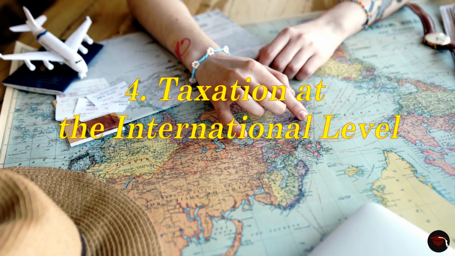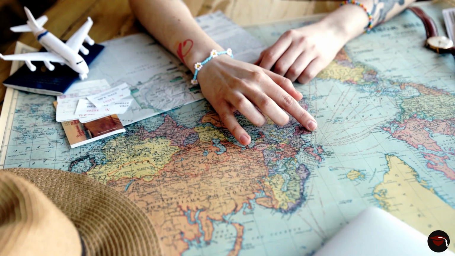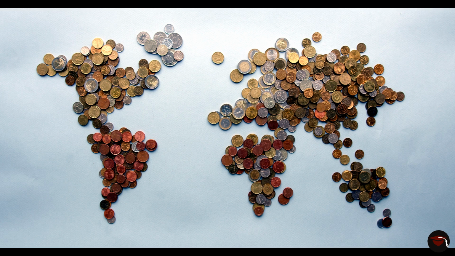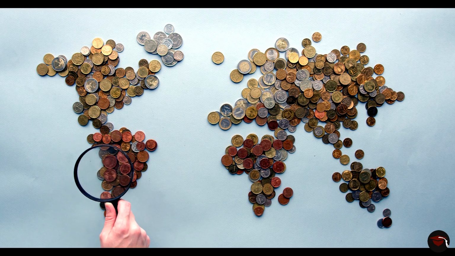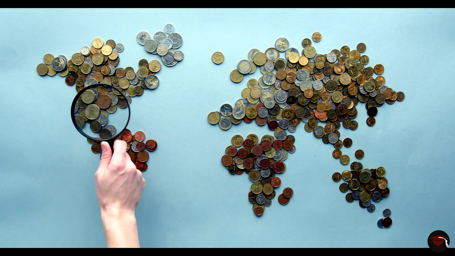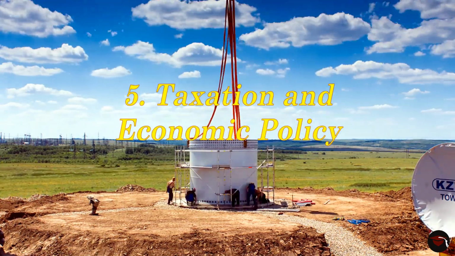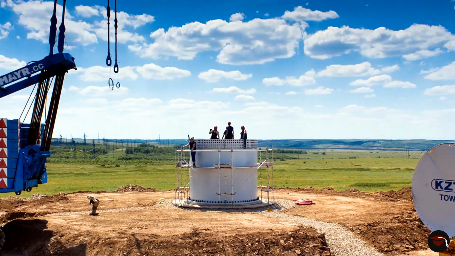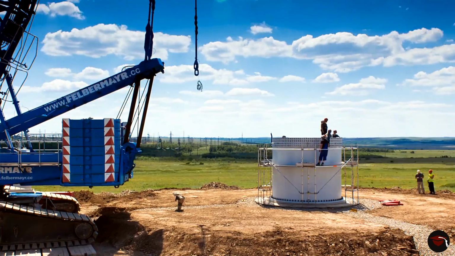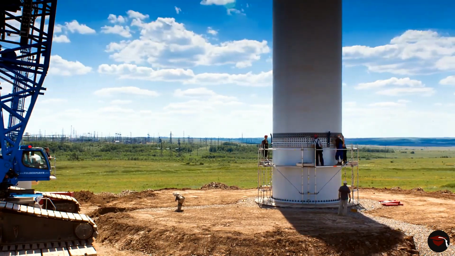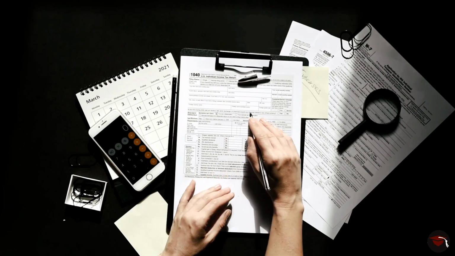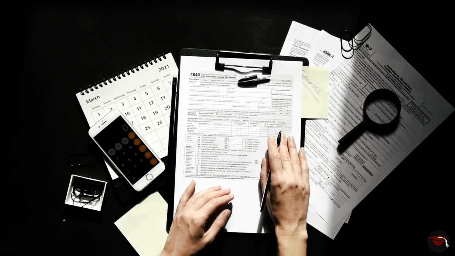4. Taxation at the international level. International taxation deals with how taxes are levied on income and assets that cross international borders. Double taxation treaties between countries aim to prevent the same income from being taxed in multiple jurisdictions. 5. Taxation and economic policy. Tax policy can be used to achieve economic goals, such as promoting economic growth, reducing income inequality, and funding public services. Tax cuts may stimulate economic activity, while tax increases can provide revenue for government programs.